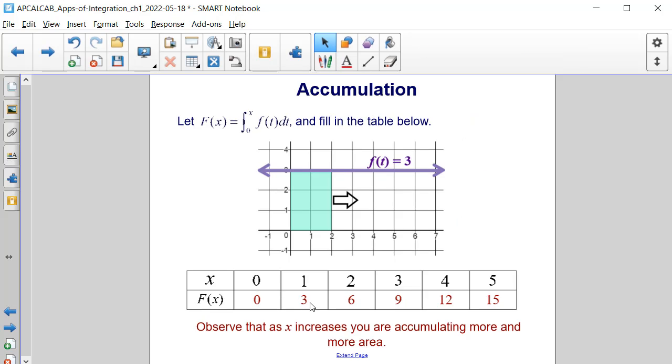So again, here it shows all of the function values that we found for capital F of x. Notice, though, in the diagram that as x increases, you're accumulating more and more area. You go from 0 area to 3 square units of area to 6 square units of area. Then you would go to 9, then 12, then 15, then you'd go to 18, 21, etc.